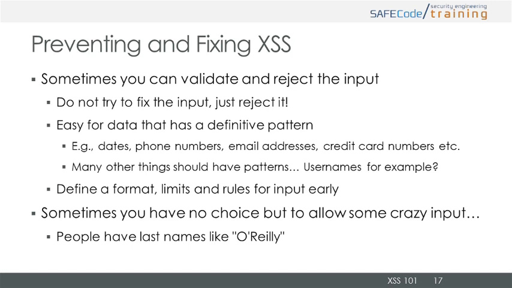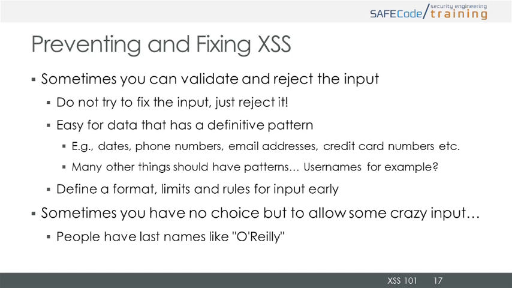Some types of data always fit a well-known pattern, for example, phone numbers, email addresses, credit card numbers, or social security numbers. If you always refuse incoming data that doesn't match that well-known pattern, you lower the chance that you'll later deliver something like cross-site scripting through your application. If you're not accepting phone numbers that have crazy characters in them, then you won't have to worry about encoding those crazy characters correctly.